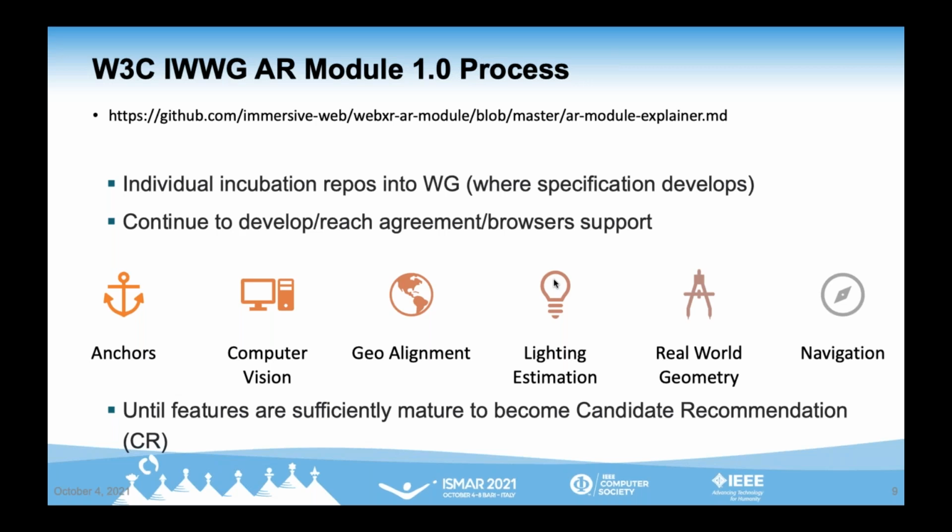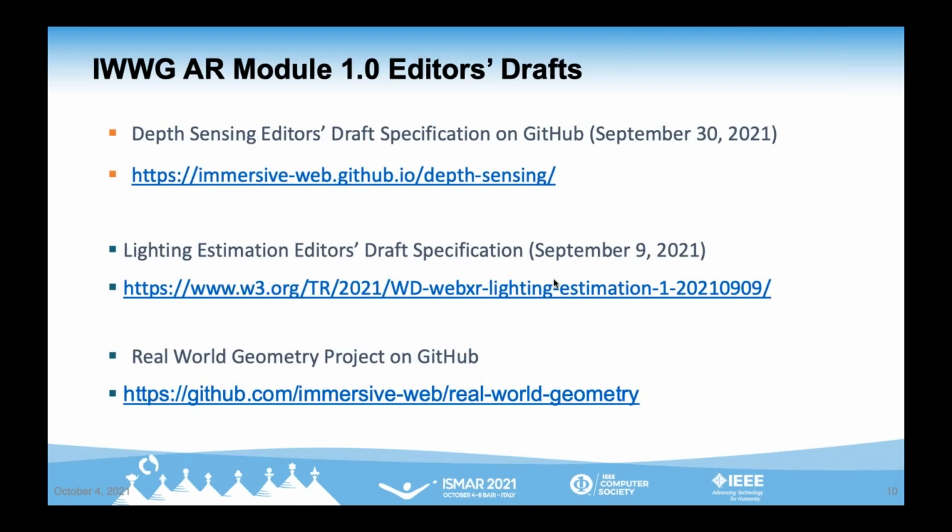These sub-modules, the anchors, computer vision, and so on and so forth, will continue to evolve until they can become a candidate recommendation. There are 3 that are moving ahead well at this time. I'd say depth sensing is the most active, but we have depth sensing is available and is beginning to be tested and implemented in test ways, as well as lighting estimation and real world geometry.